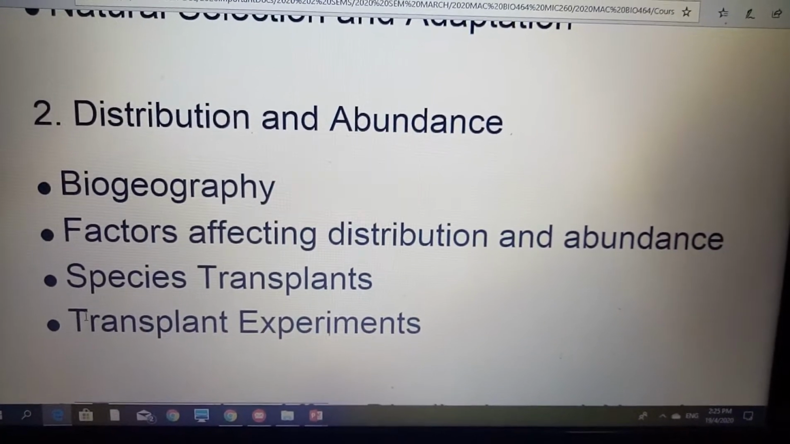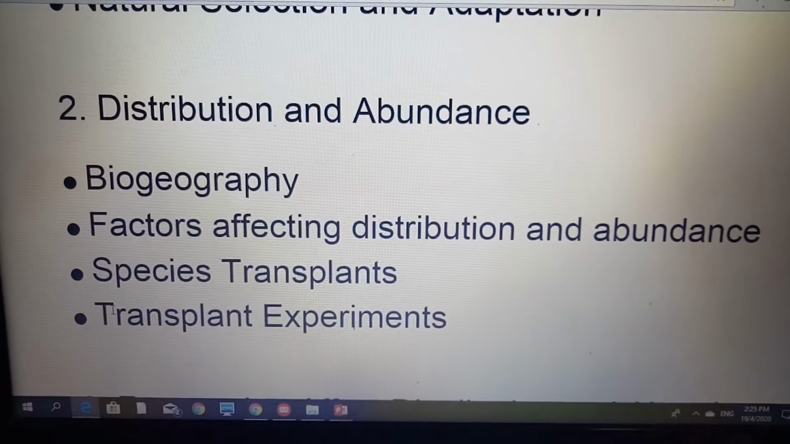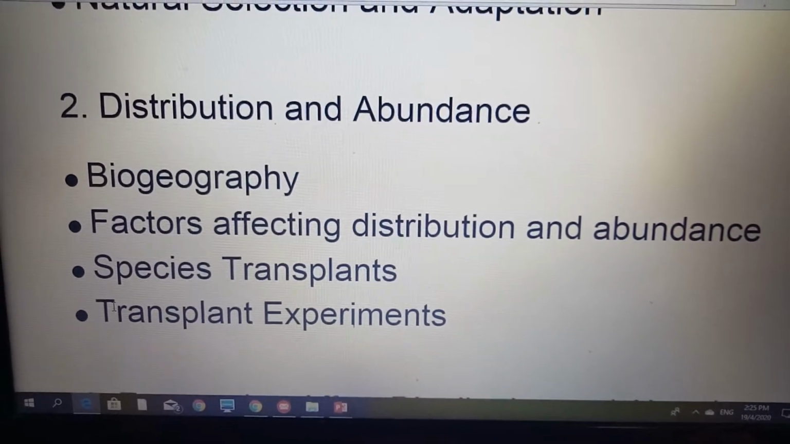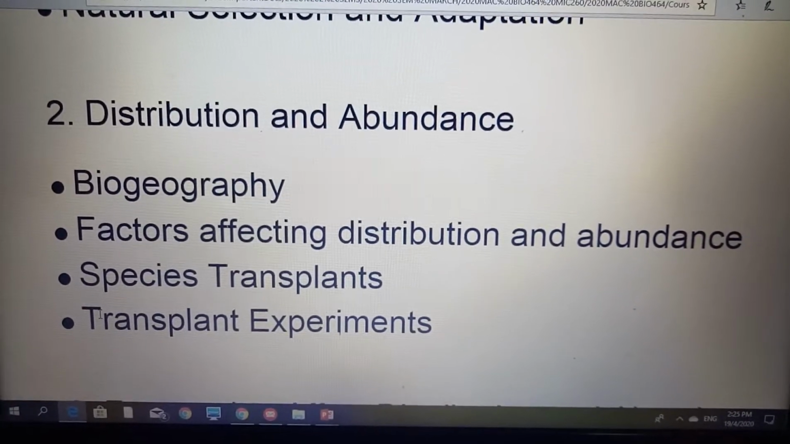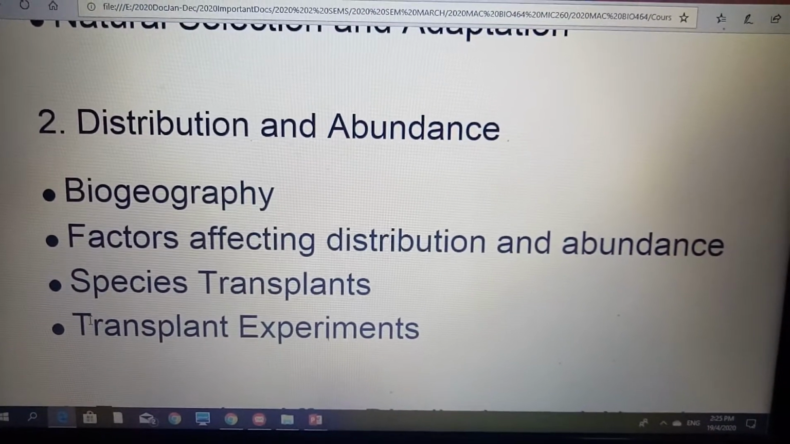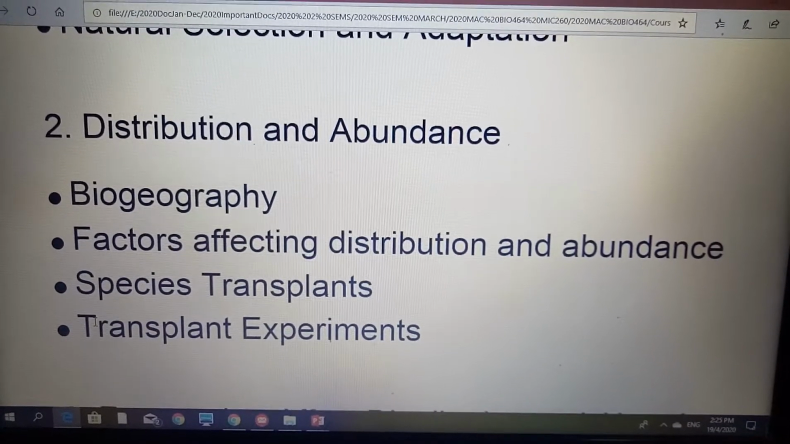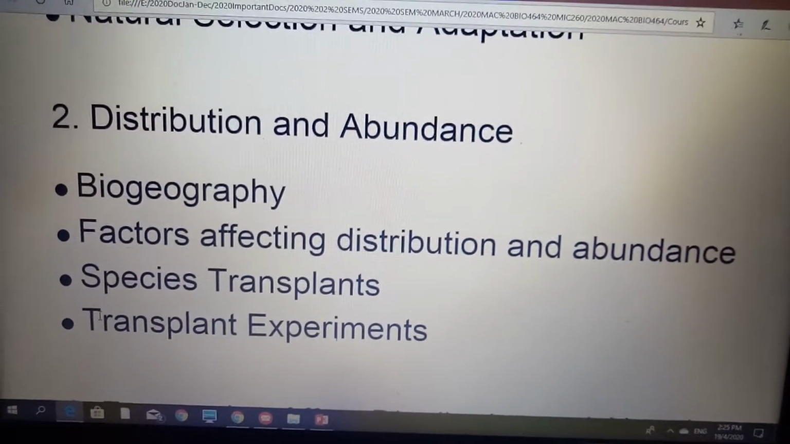After finishing this chapter, you should be able to understand biogeography, and you should be able to describe the factors affecting distribution and abundance. You should also be able to understand species transplants and transplant experiments.